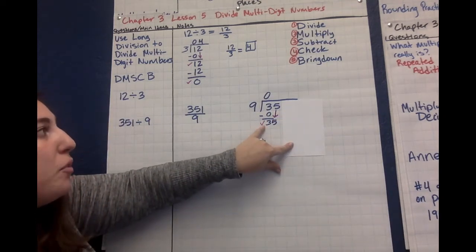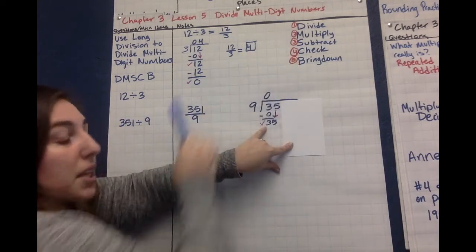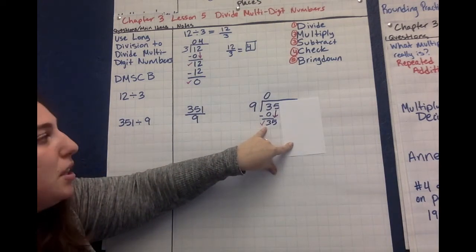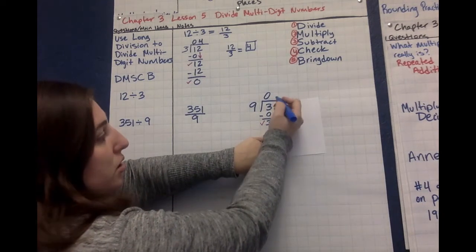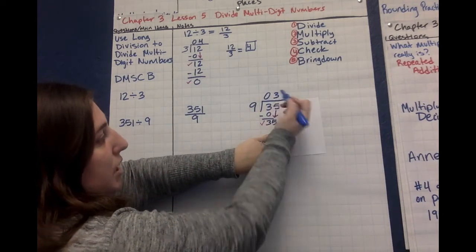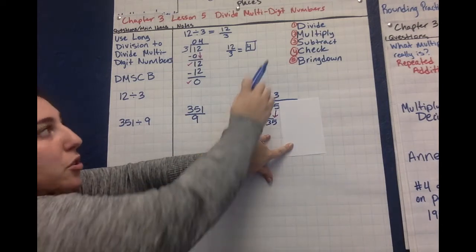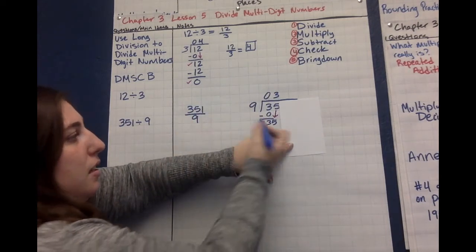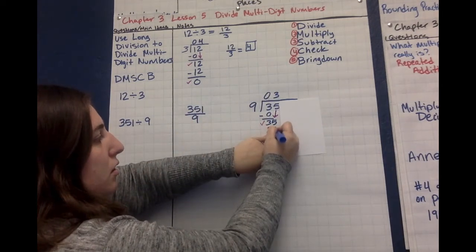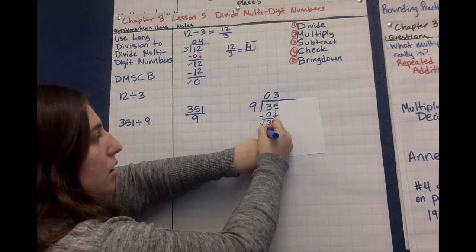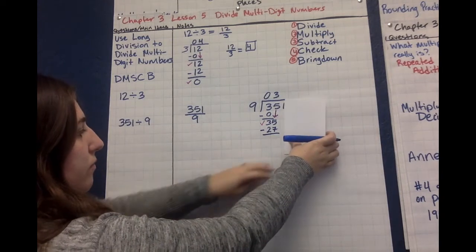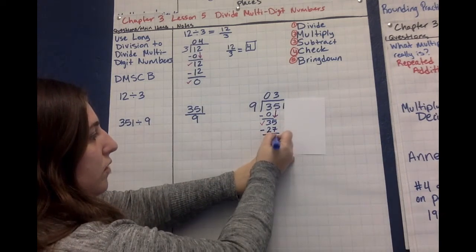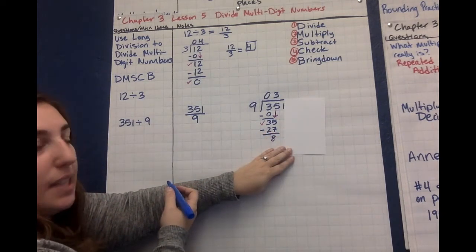Okay, now I'm going to start at the beginning again because I followed all my steps. So how many times does 9 go into 35? It goes into 35 at least 3 times. So now I'm going to multiply. 9 times 3 is 27. Going to subtract. 35 minus 27 is 8.